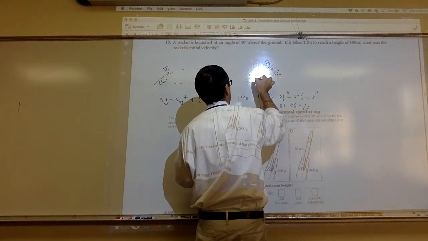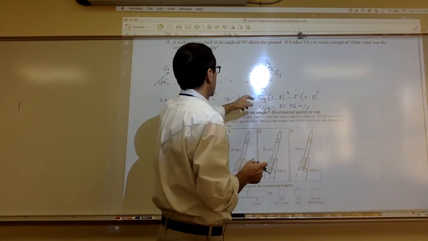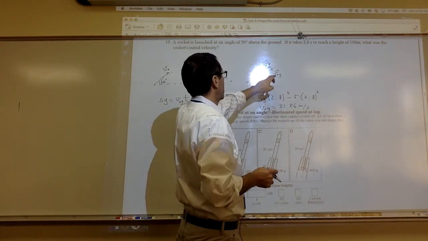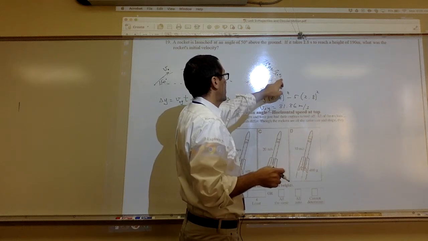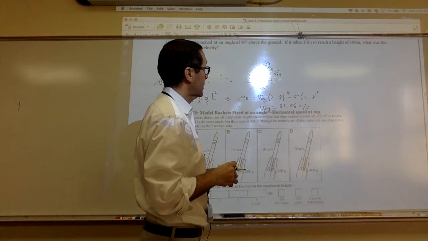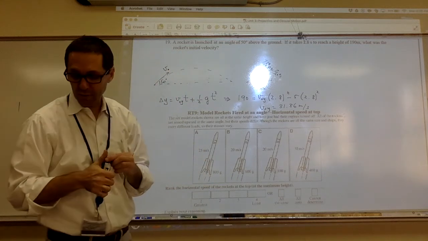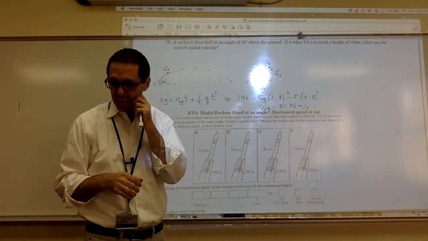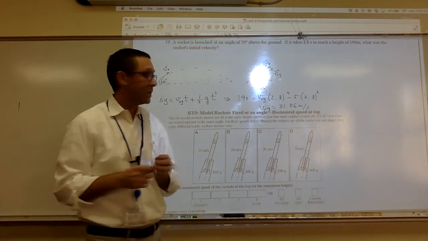And this is 50 degrees. So it looks like V0 has got to be equal to V0y over sine of 50. I hope you can see that. That's opposite and hypotenuse, right? And that should give you about 106.86 meters per second.